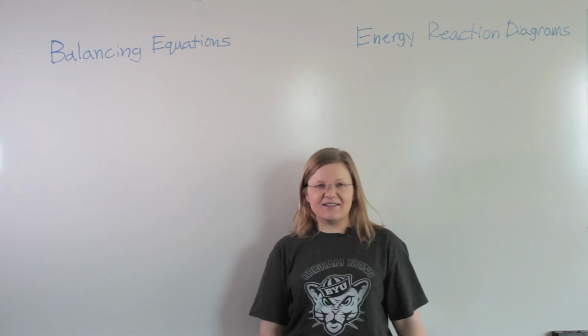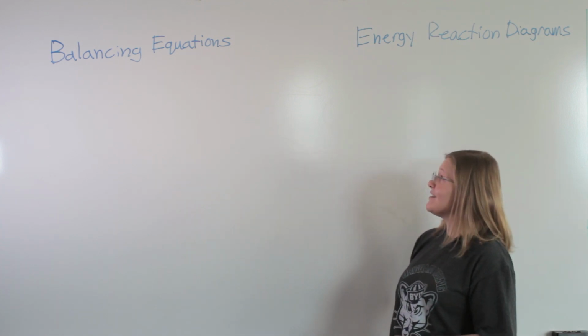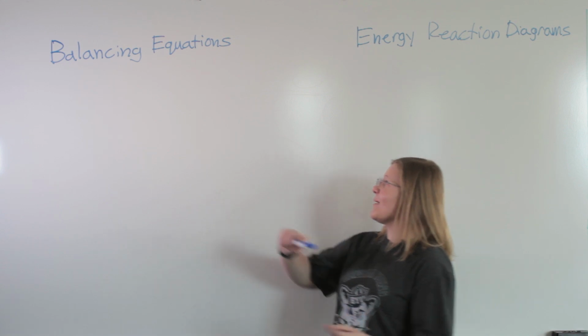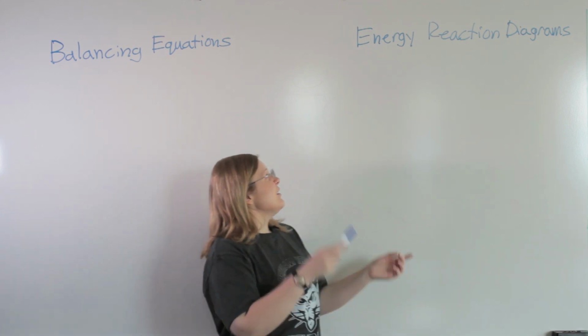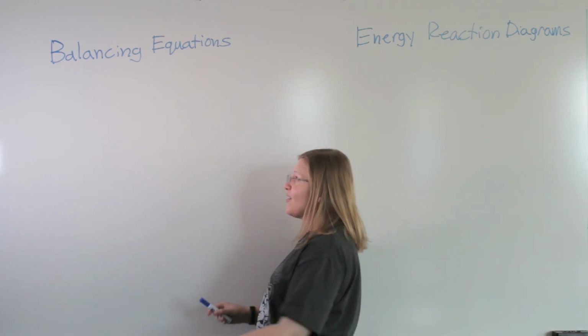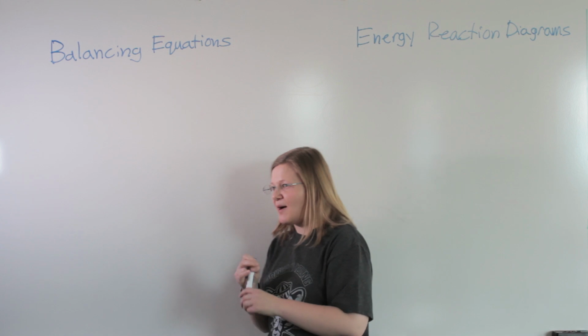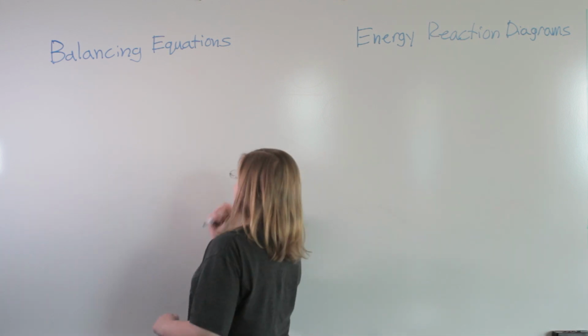So chapter 20 is fun because it's chemistry. And in chapter 20, the two main things we want you to know are how to balance equations and what they actually mean and symbolize, and also energy reaction diagrams. Okay? So first thing though, balancing equations. This is probably the one thing you remember from high school chemistry if you took it, which is good.